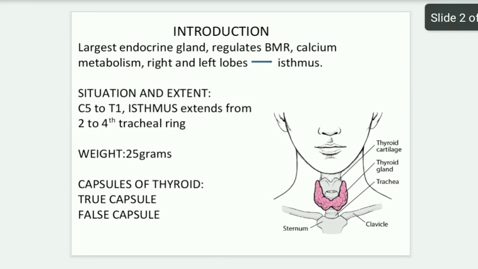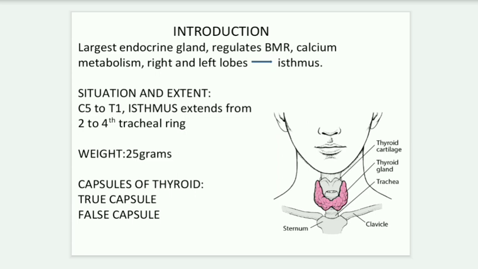Hello physios. Today we learn the anatomy of the thyroid gland, which is most important and can be asked as a 10 marker in exam. Let us come to know the bullet points in the thyroid gland, its introduction. The thyroid gland is the largest endocrine gland, which controls your basal metabolic rate, and it has a role in your calcium metabolism.